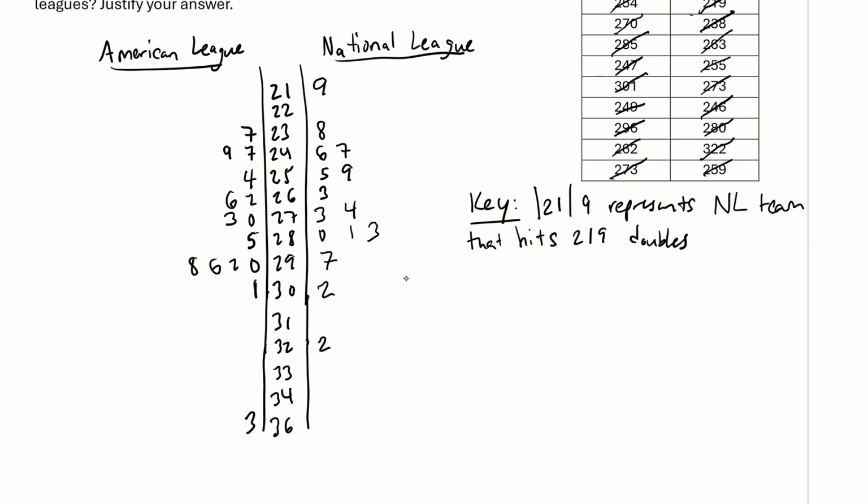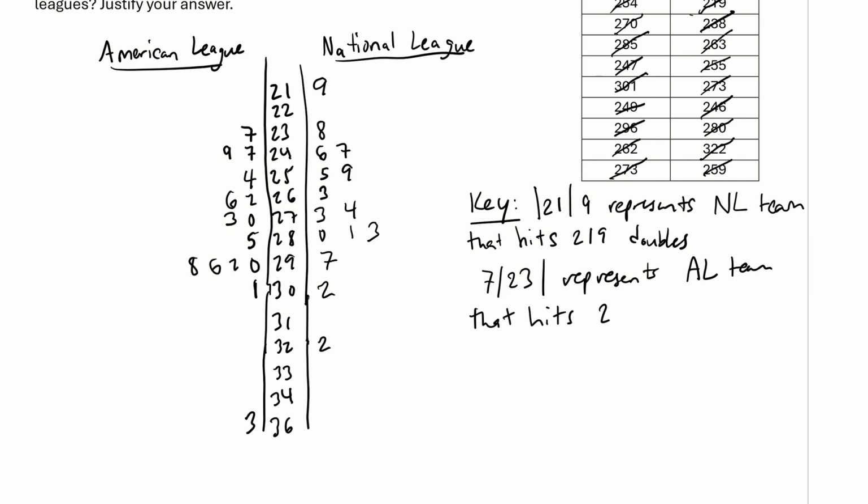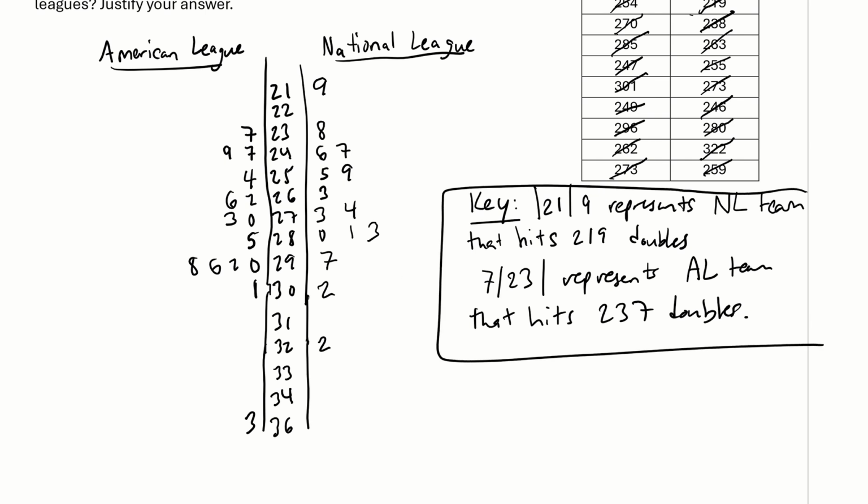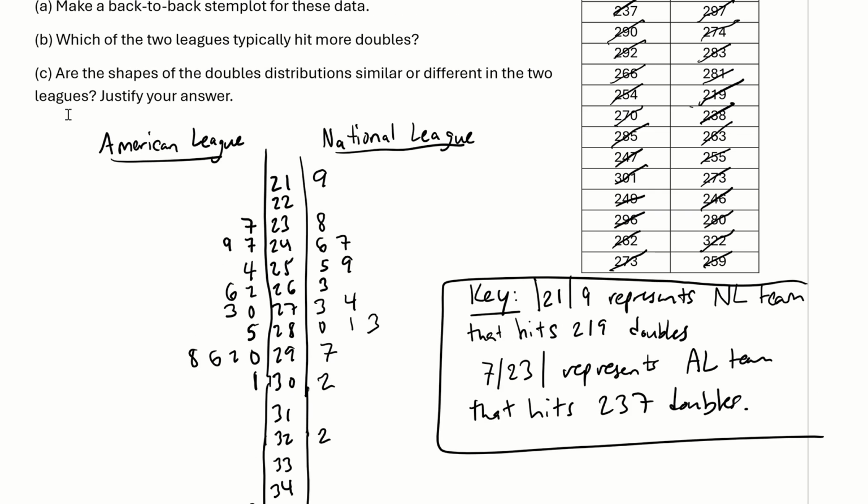And then I'm gonna do another one just to be safe. So if I do this one, that's gonna be 7 slash 23, right? Oops, I didn't mean to erase that thing there. So 7 slash the double 23 represents an American League team that hits 237 doubles, right? So you can use either one of those to use the key. If you do both, that's even better. Okay, so that takes care of part A.